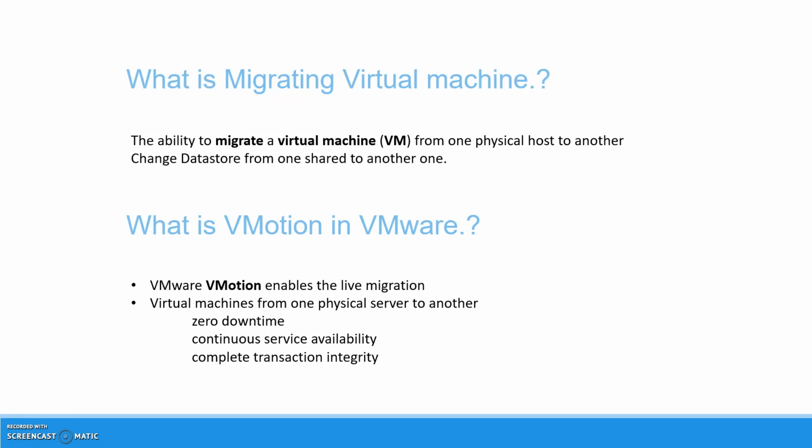What is vMotion in VMware? vMotion enables a facility to migrate a machine which is live from one host to another host. By using vMotion, we can migrate a live machine, which is turned on and which is running in the environment. We can move that machine from one host to another host.